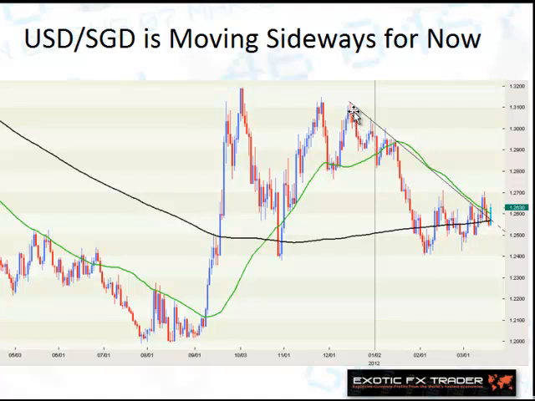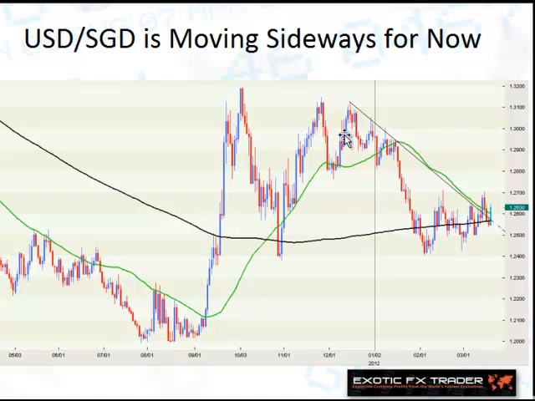So here you can see that the USD SGD has recently broken above this downtrend line, and is also now trying to break above the 50-day moving average. This is bad news for the Singapore dollar. It means that the dollar may have more upside potential from here.